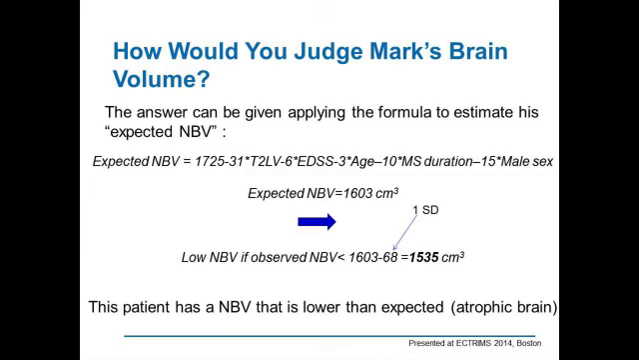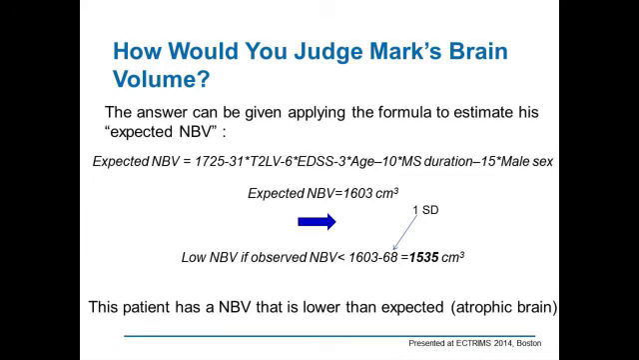The answer can be given by applying the formula we estimated to calculate the expected normalized brain volume for Mark. So we must insert into the formula the T2 lesion volume of Mark, his EDSS, his age, his MS duration, and his sex. And according to the formula, we estimate that the expected normalized brain volume for Mark is 1,603 cubic centimeters.